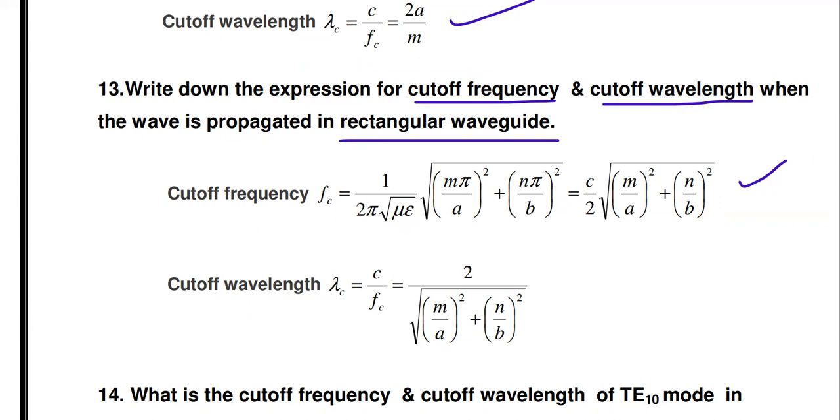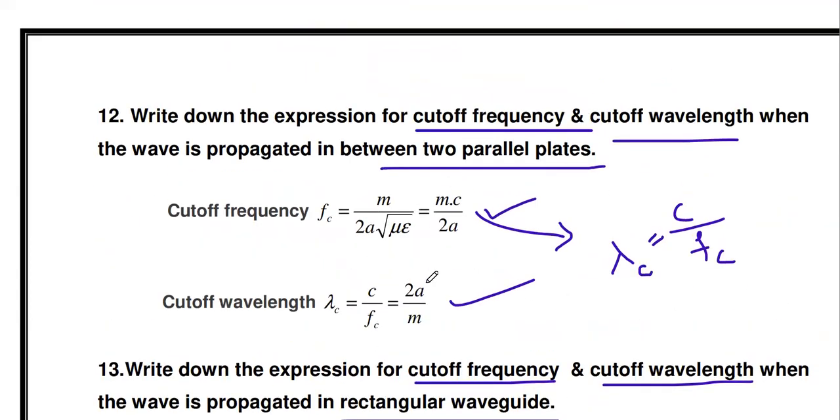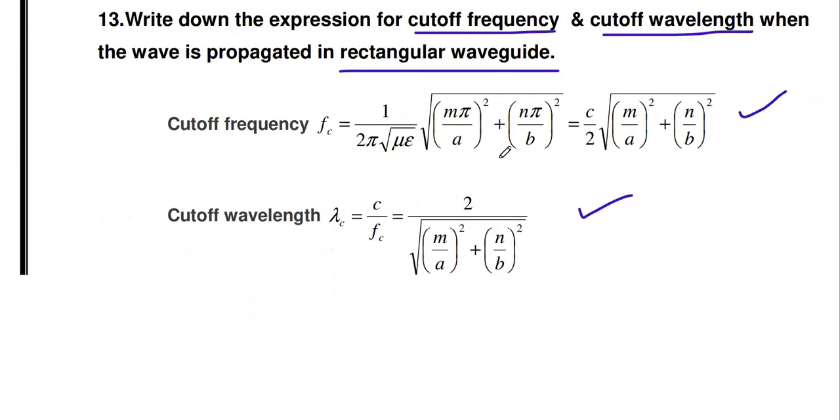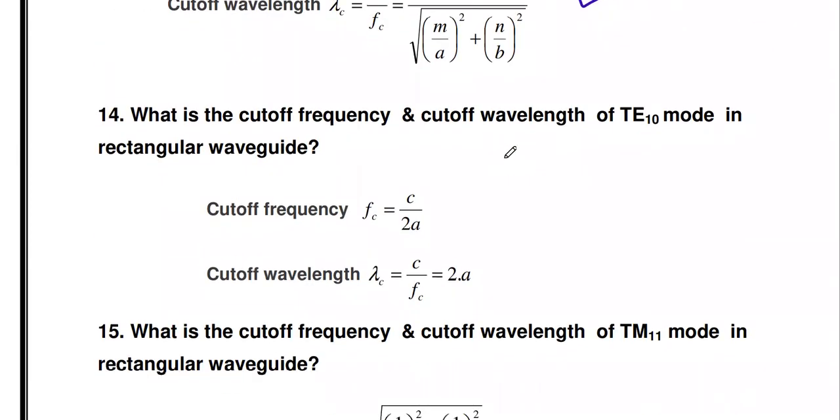I solved the problem separately. The cutoff wavelength is nothing but c divided by fc, so c cancels, and you can get the formula 2 divided by square root of (m by a)² plus (n by b)². This is the formula for the rectangular waveguide. Okay, this one is the cutoff frequency and the cutoff wavelength for parallel plates. Then the next question: what is the cutoff frequency and the cutoff wavelength of TE10 mode in rectangular waveguide?